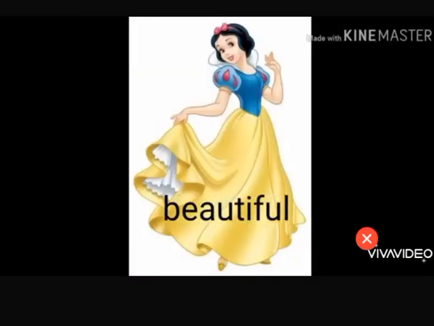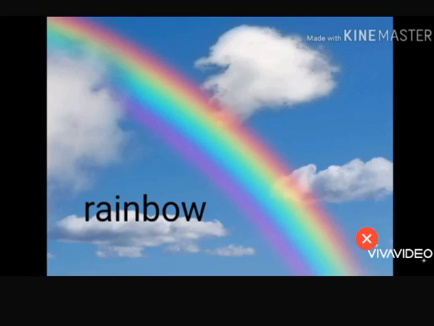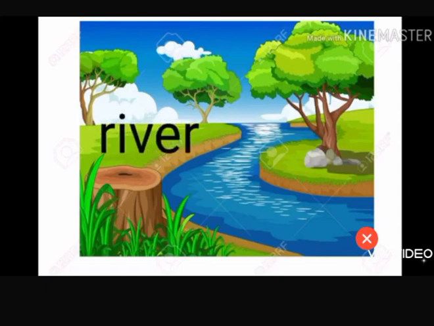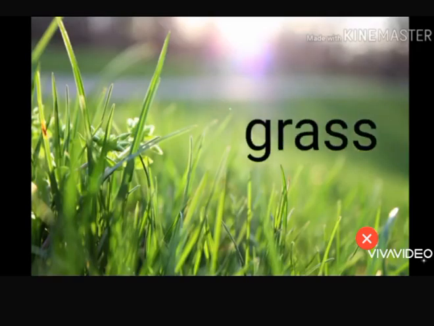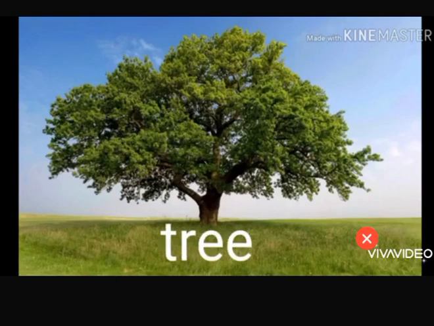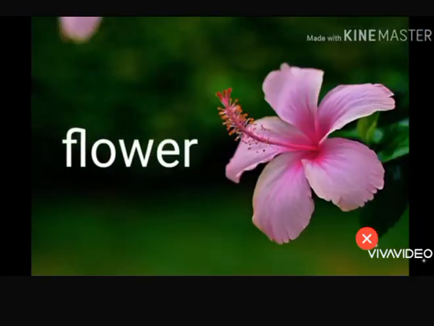Beautiful, beautiful means جميل. Rainbow, rainbow is some colors that appear in the sky, usually in the spring time, means قوس قزح, rainbow. River, river, نهر. Grass, when you go to the park, you can see grass on the ground. Grass, عشب. Tree, tree, شجرة. Flower, flower. Flower means وردة أو زهرة. See, see, بمعنى يرى.